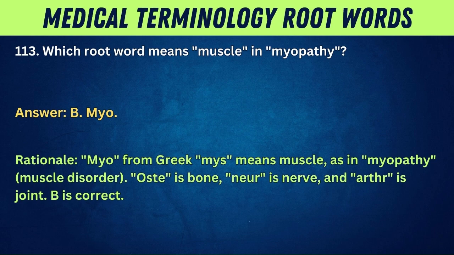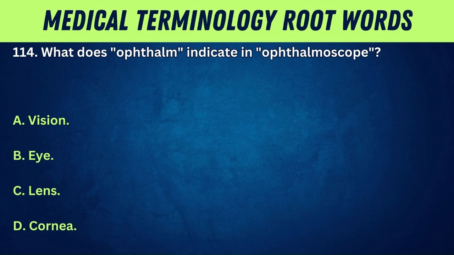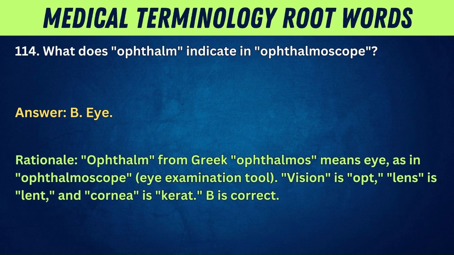B is correct. 114. What does ophthalm indicate in ophthalmoscope? A. Vision. B. Eye. C. Lens. D. Cornea. Answer: B. Eye. Rationale: ophthalm from Greek ophthalmos means eye, as in ophthalmoscope, eye examination tool. Vision is opt, lens is lent, and cornea is kerat.